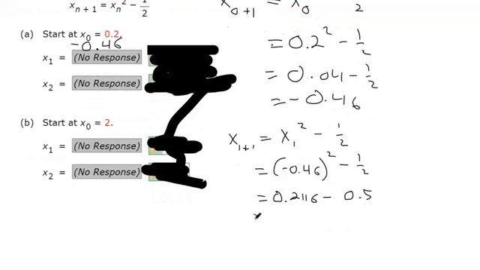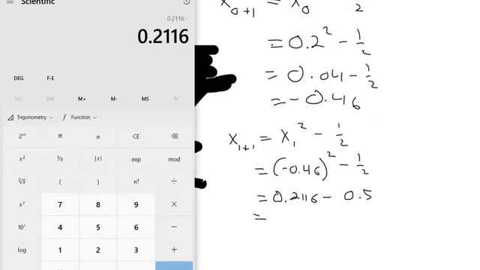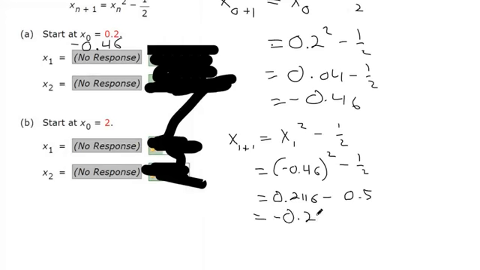And subtracting by a half, we get negative 0.2884. So that's what x sub 2 is. Okay, and that's it for part A.